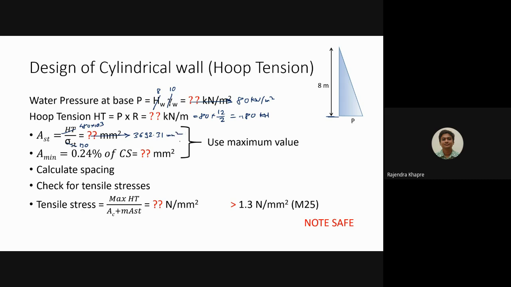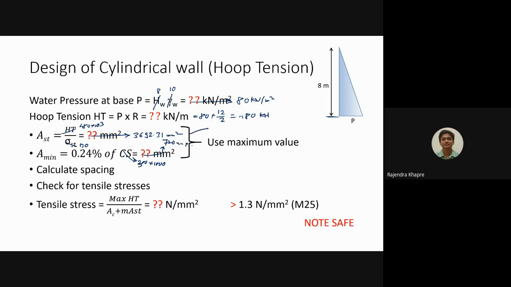Millimeter square. Okay, then we have to see whether it is less than Ast minimum or not. I'm sure Ast minimum value will be less. So this is 0.24% of the cross section area, where your cross section area is basically 300 into 1000. Okay, so how much is this Ast? 0.24% of 300 multiplied by 1000 is 720. Okay, so this is very less, so we are going to consider this, we are not going to consider this.